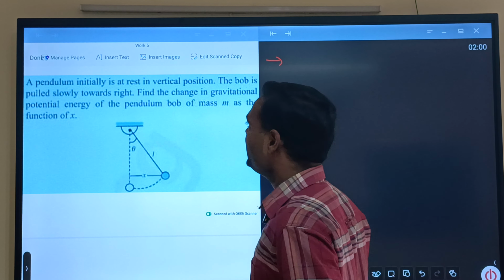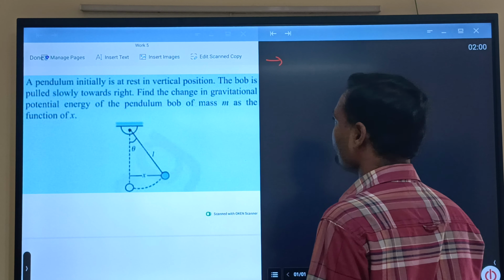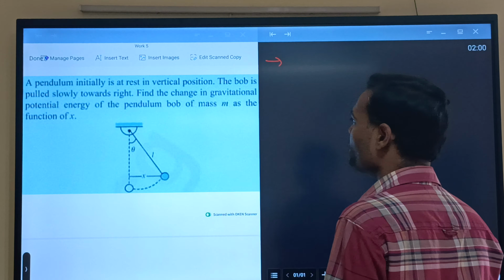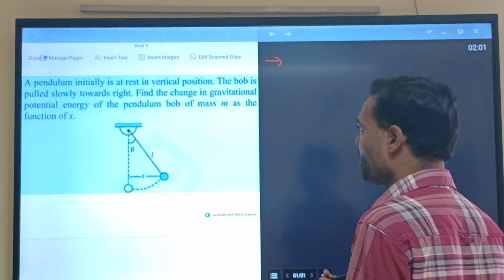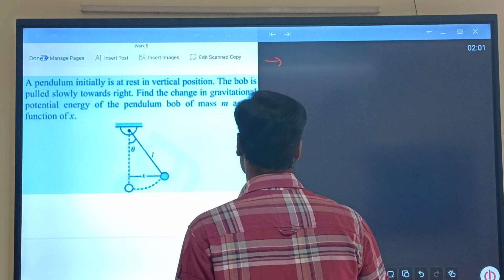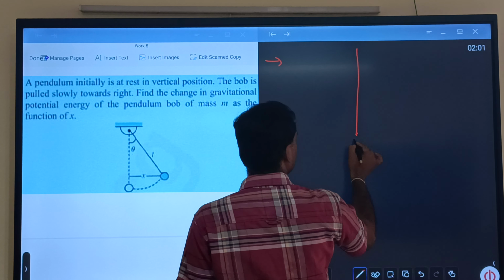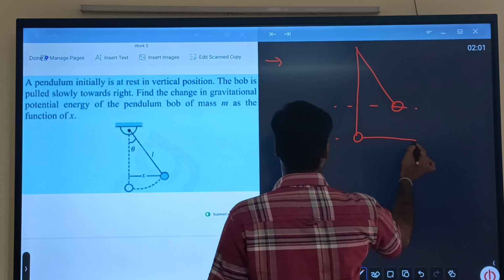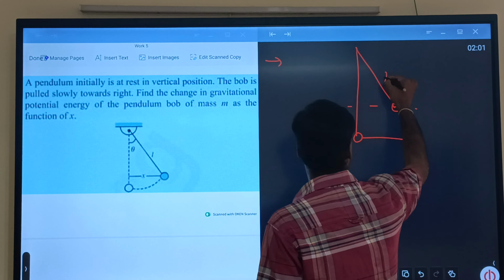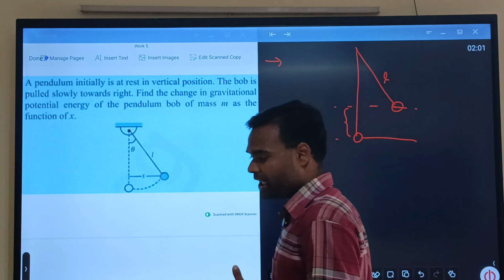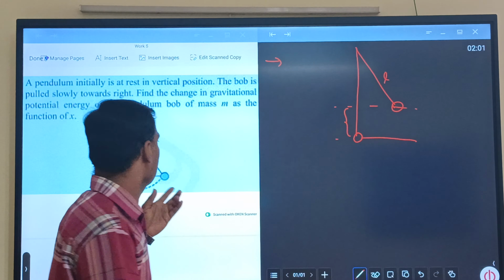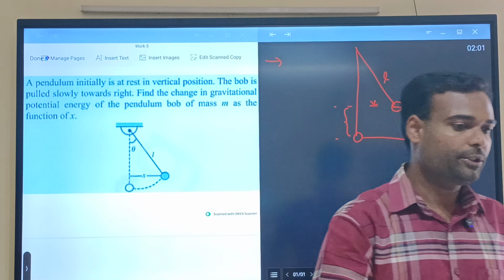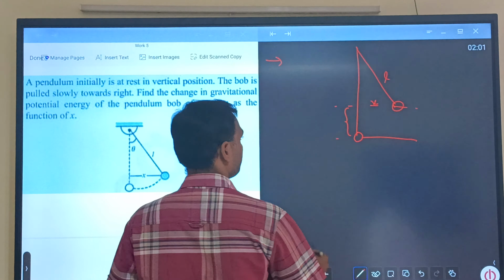A pendulum initially is at rest in a vertical position. The bob is pulled slowly towards the right. Find the change in gravitational potential energy of the pendulum bob of mass m as a function of x. See here, if the bob is moving up to here, how much would be the potential energy stored in the bob in terms of x, in terms of x.